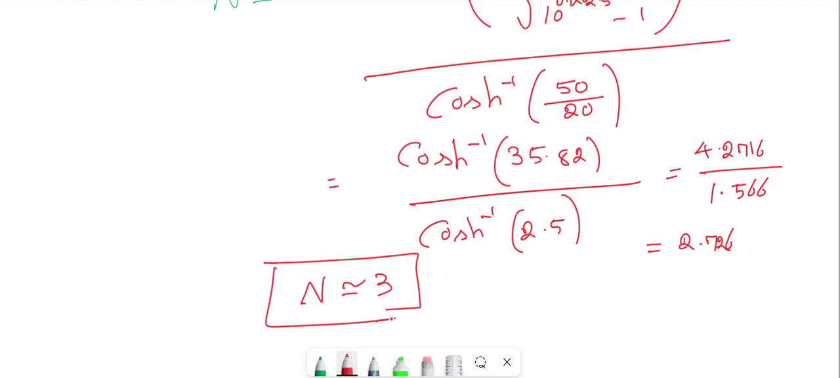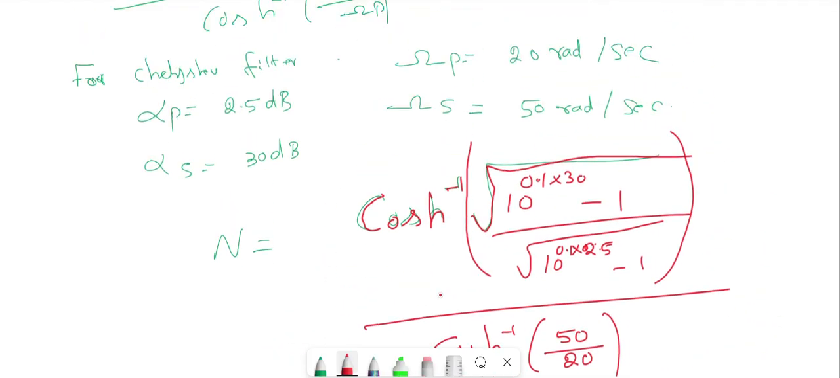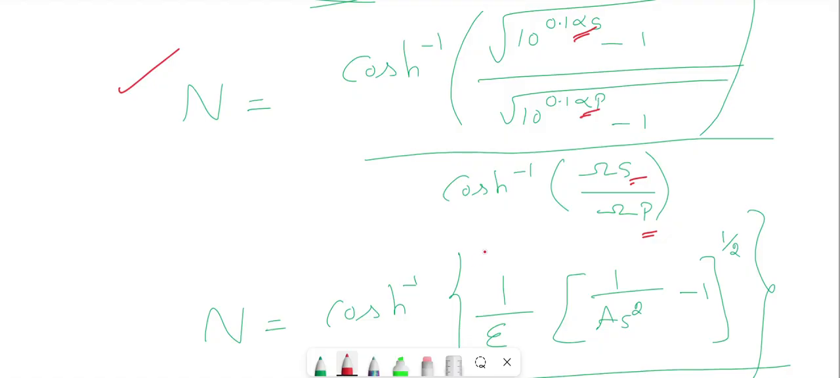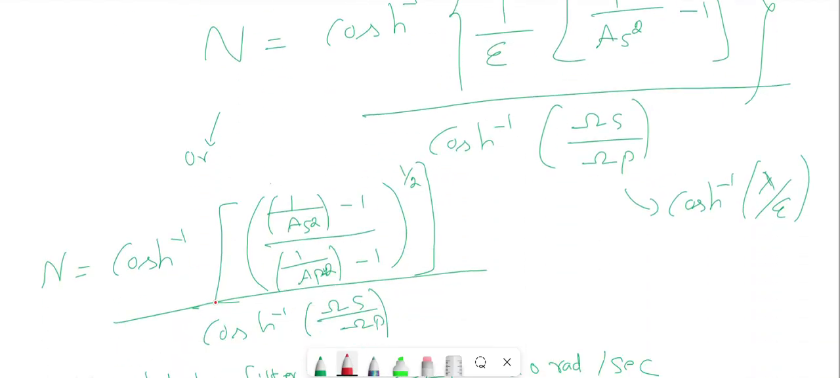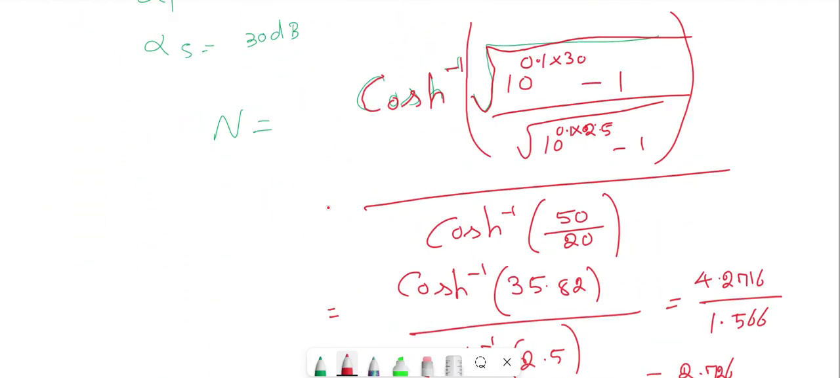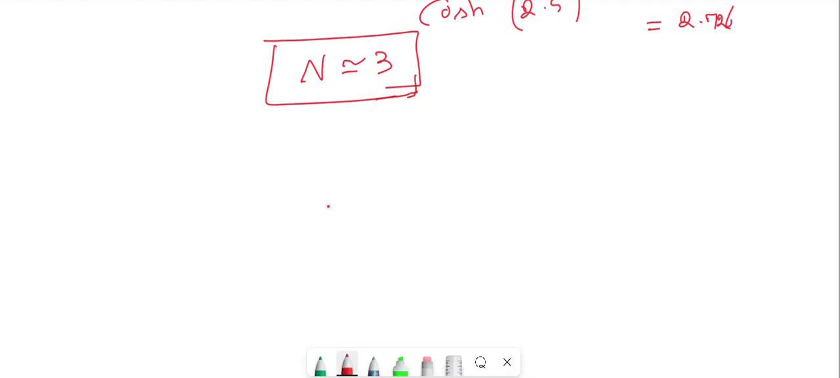Okay, so how to determine the order of the filter by using Chebyshev filter? Depending upon the given specification, you can choose either one of these formulas. Alpha p, omega p is given, you can choose this formula. In terms of A, where passband gain and stopband gain are specified, you can find out the decibels and use any one of the formulas. Okay, so these are different ways to find out the order of the filter.